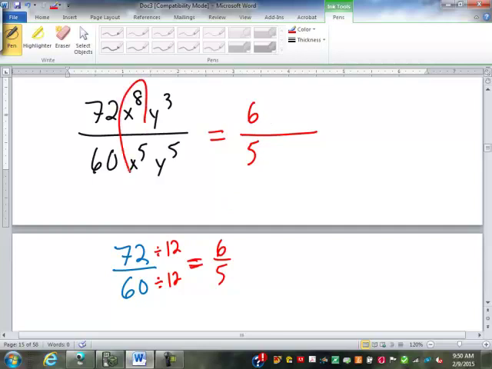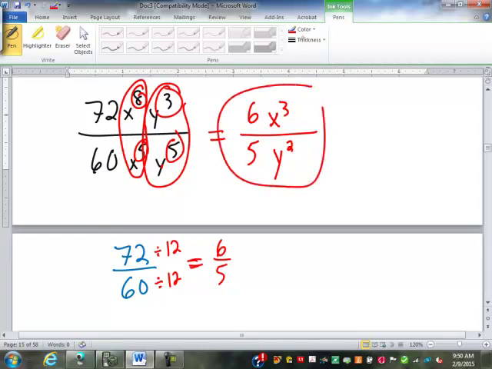Now, how about the x's? Is it going to end up on top or bottom? It's on top. The bigger power is on top, so it's going to end up on top, and its power is going to be 3. It's 8 minus 5, which is 3. Does that make sense? Now, how about the y? Is that going to end up on top or bottom? It's going to end up on bottom because the bigger power is the 5 on bottom. And its power will be 2 because 5 minus 3 is 2. There we go. Let's do another example or so.